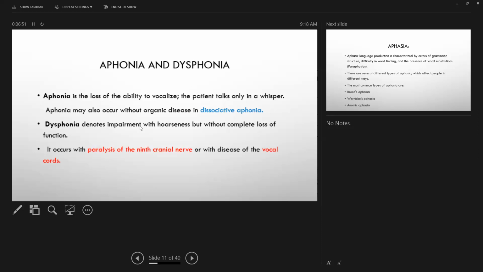Whereas dysphonia denotes impairment of voice, but without complete loss of function. So in dysphonia, we can speak, but our voice will be very hoarse. It can be seen in paralysis of the tenth nerve or diseases of the vocal cords. So in dysphonia, we have the ability to speak, but there might be some other cause which is not letting us speak. Whereas in aphonia, the patient is not able to speak at all.